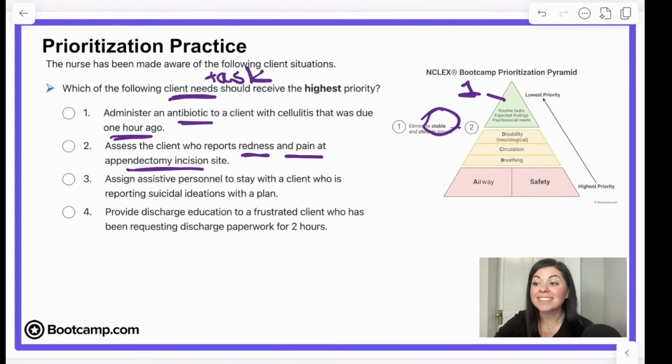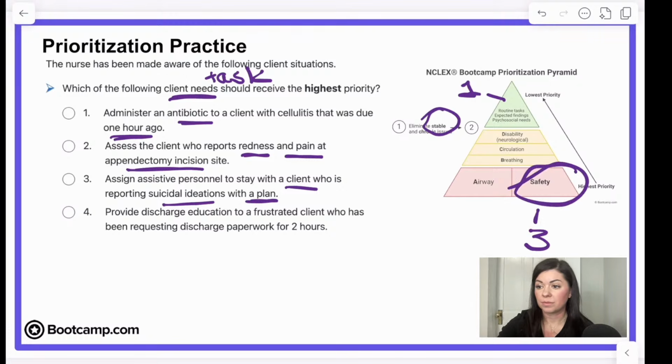And then you guys love option 3, and I agree with y'all. Assign assistive personnel to stay with the client reporting suicidal ideations with a plan. We all know it's already concerning when your client is reporting suicidal ideations, but when they report they have a plan, they've typically thought about this, and there's a much higher likelihood that they'll make an attempt on their life. So that is a huge safety issue. I think you guys are right, but let's take a quick peek at option 4.